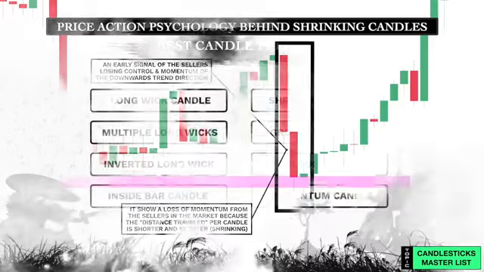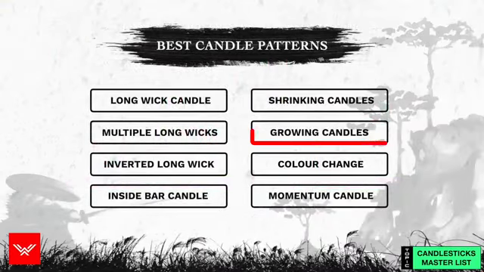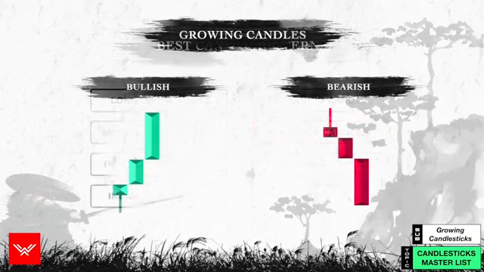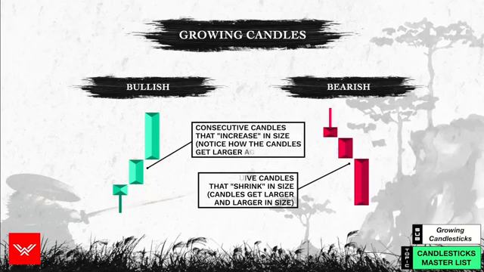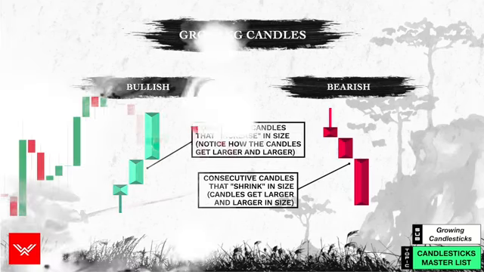So next, consecutive candles increasing in size. This is where you have consecutive candles that get larger and larger in size. Now on the charts.